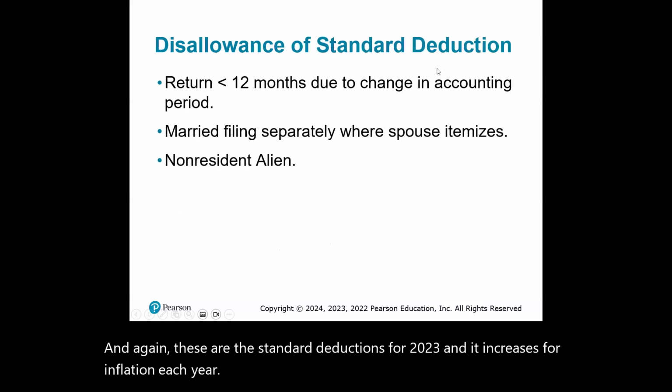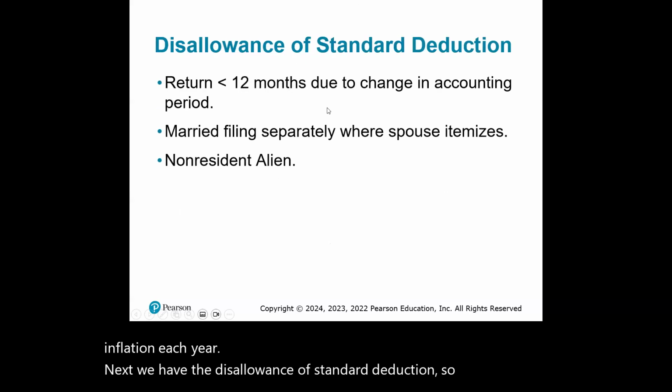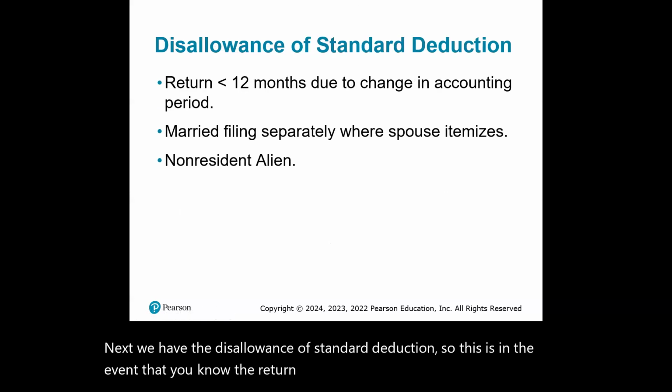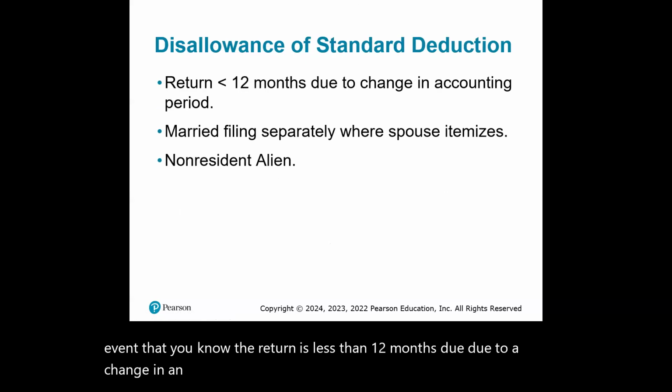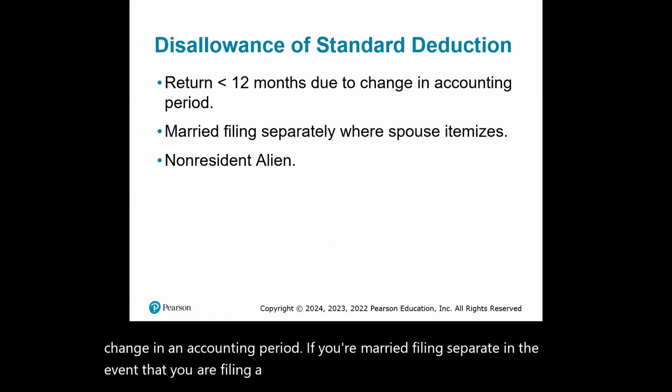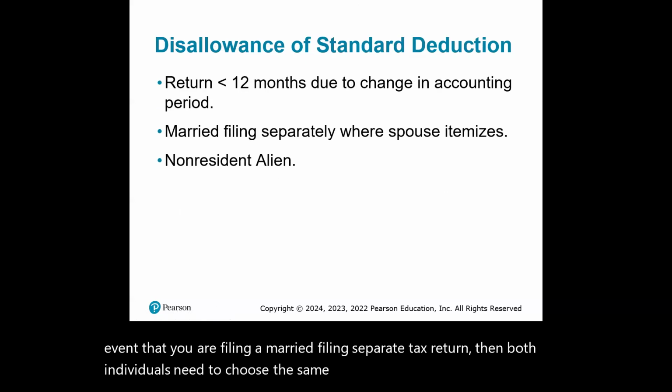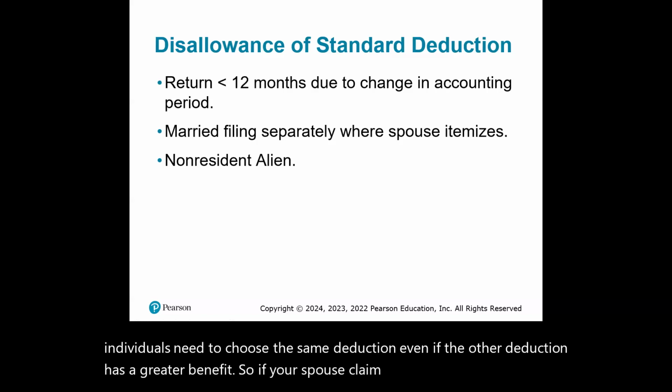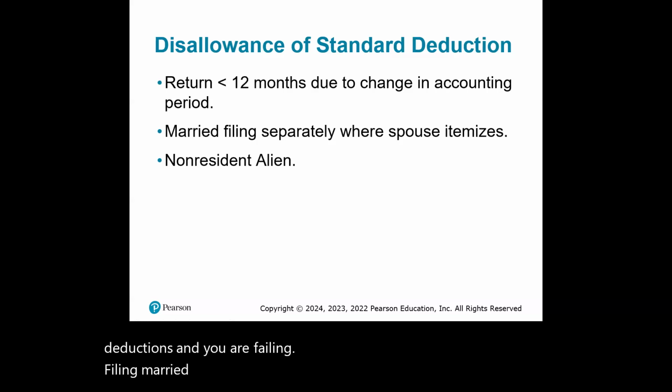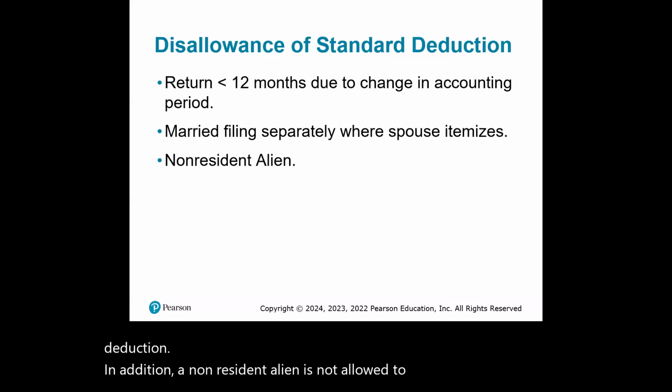Next, we have the disallowance of standard deduction. This is in the event that the return is less than 12 months due to a change in an accounting period. If you are filing a married filing separate tax return, then both individuals need to choose the same deduction, even if the other deduction has a greater benefit. So if your spouse claims itemized deductions and you are filing married filing separate, both of you need to claim the same deduction. In addition, a non-resident alien is not allowed to claim the standard deduction.